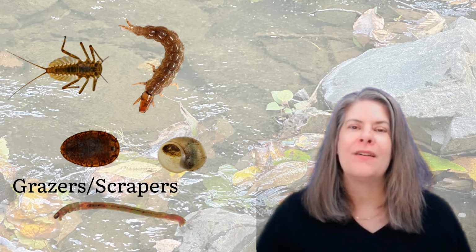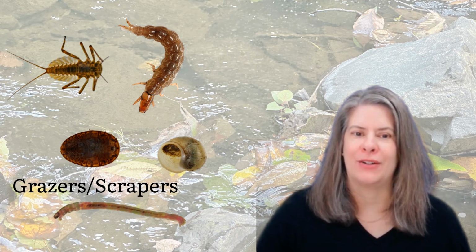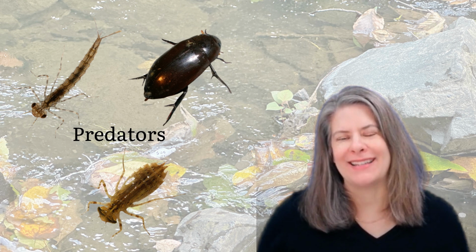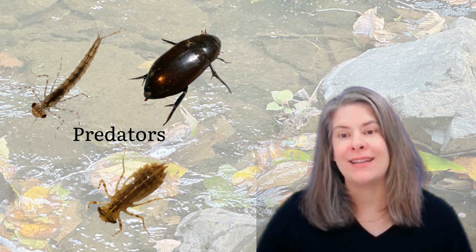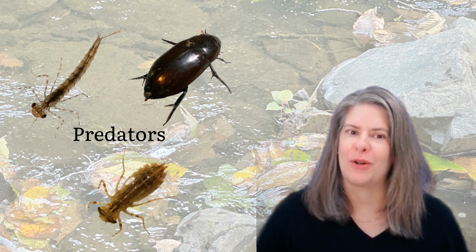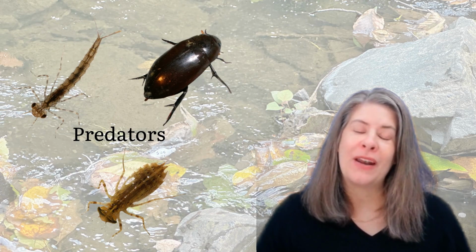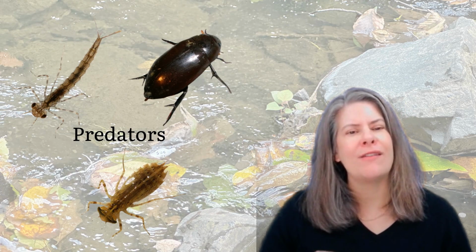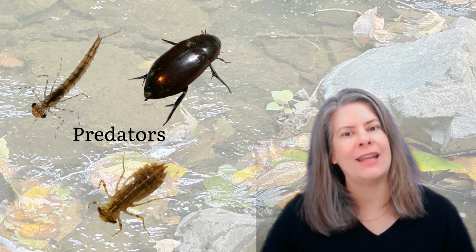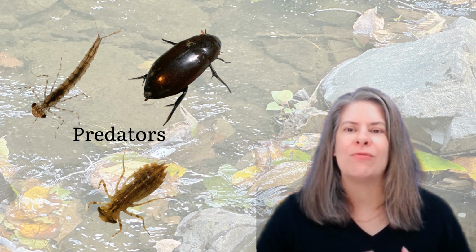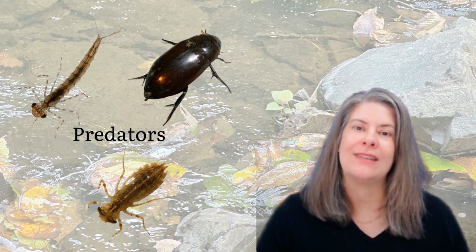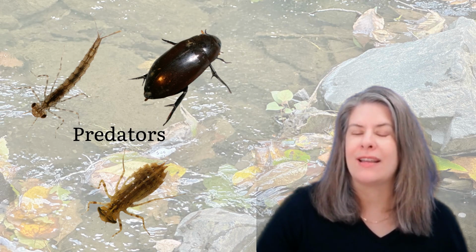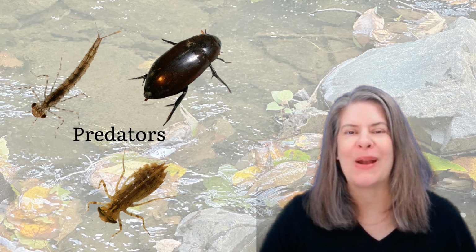Finally, we have the predators. I'm sure you know what a predator is. Well, these macros hunt and consume other macroinvertebrates. The various species of predators include dragonfly larvae, damselfly larvae, and water beetles. They use a range of different hunting strategies as well as physical adaptations to capture and consume their prey.